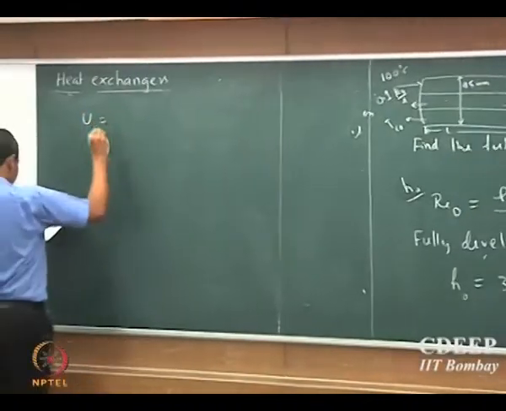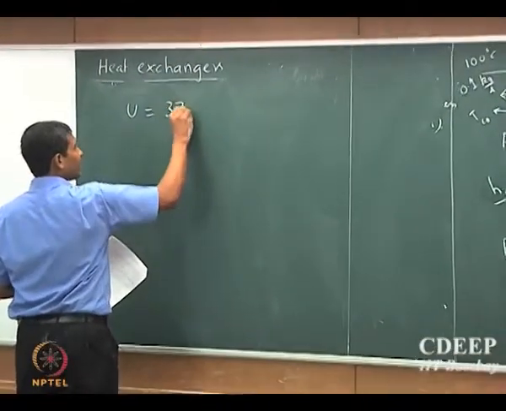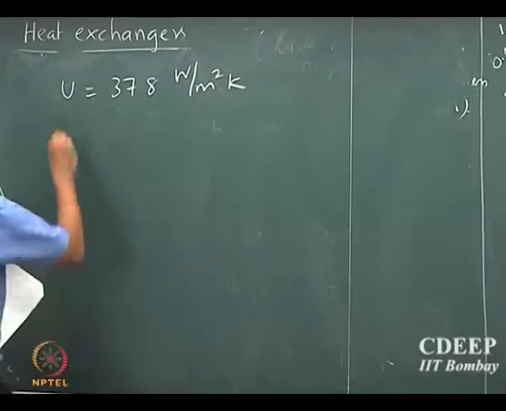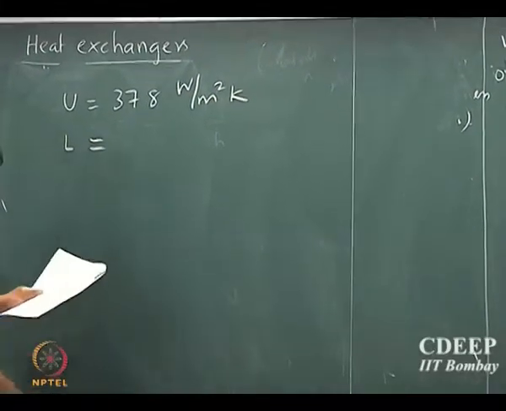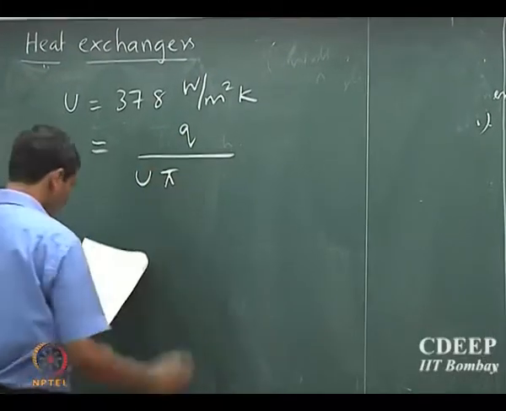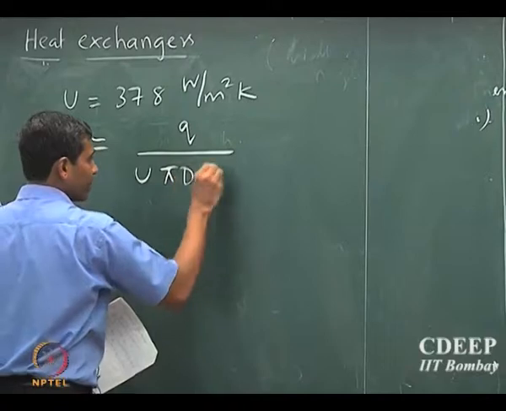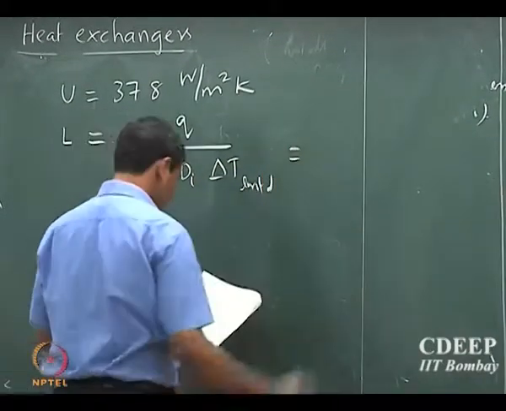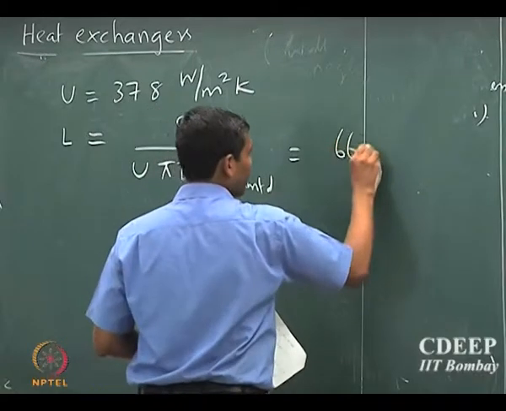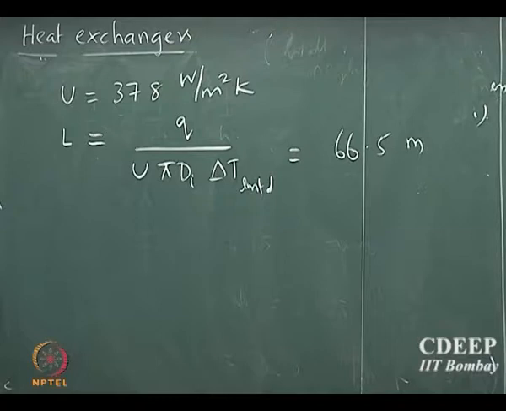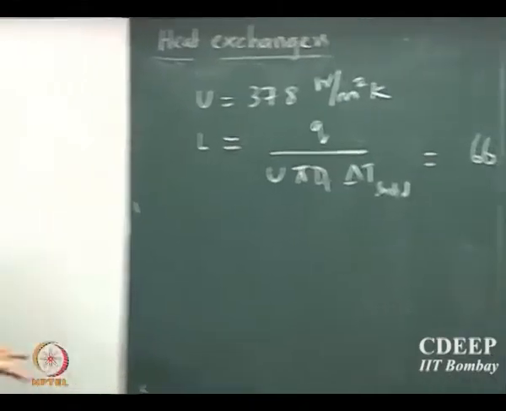So, U is 378 watt per meter square Kelvin, and L is given by Q divided by U into pi into D into delta T LMTD. So, that is given by 66.5 meters. Is that a reasonable number? 66.5. Yes, no? No, not at all.